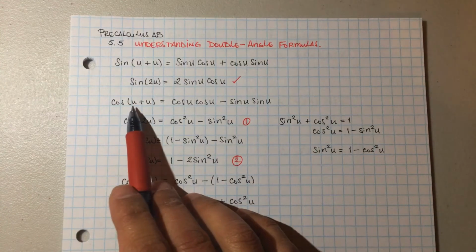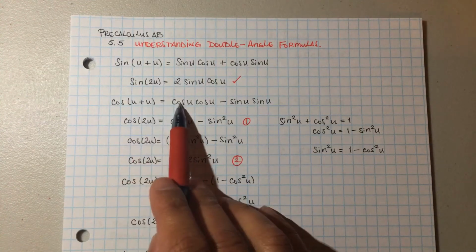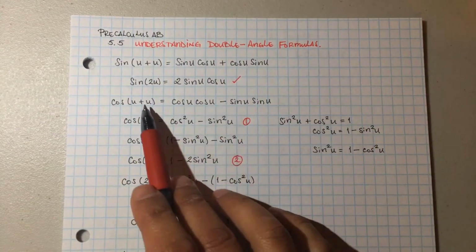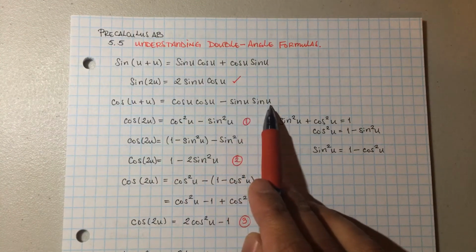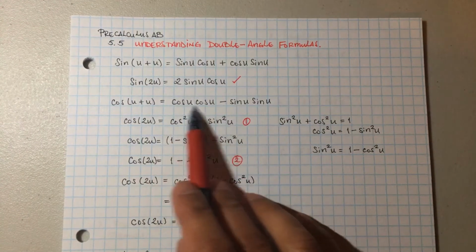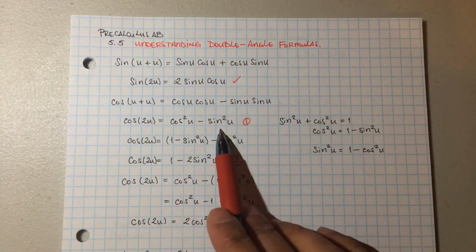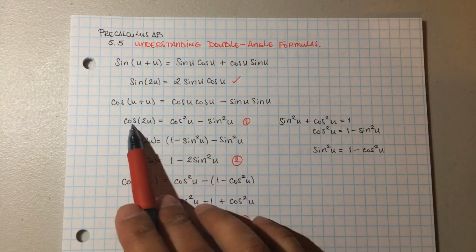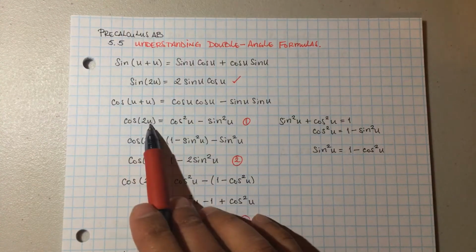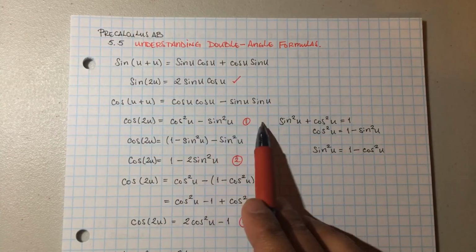What about cosine? Well, if you make the double angle here, that becomes cosine of u times cosine of u, plus, well, it becomes a minus, and then we use sine of u times sine of u. Cosine of u times cosine of u becomes cosine squared. Sine times sine becomes sine squared. And this is another trig identity that you have for cosine of the double angle. So that's the first one you've got to memorize: cosine squared minus sine squared.